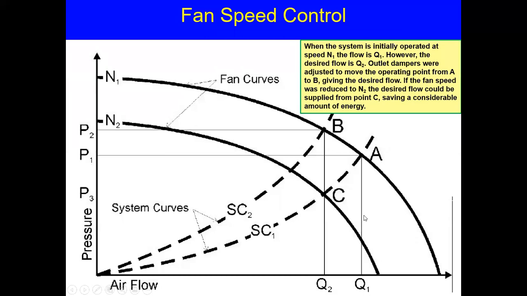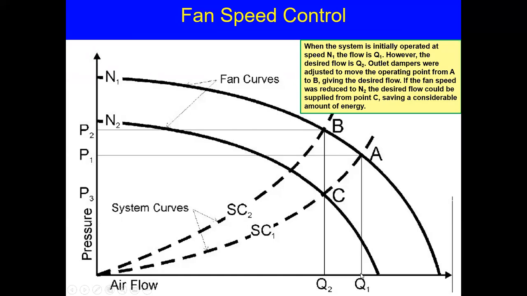Just to pound home a little more here, some of this may be a little redundant, but let's say we've got a system operating at N1, and this is what commonly happens. This is a common speed reduction project, like the sheave reduction. This is my design curve, and this is my damper wide open curve. When we turn this thing on for the first time with the damper wide open, we got flow Q1.